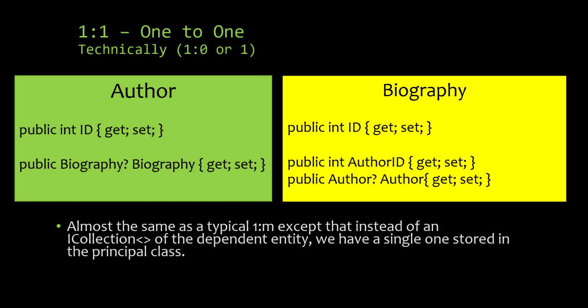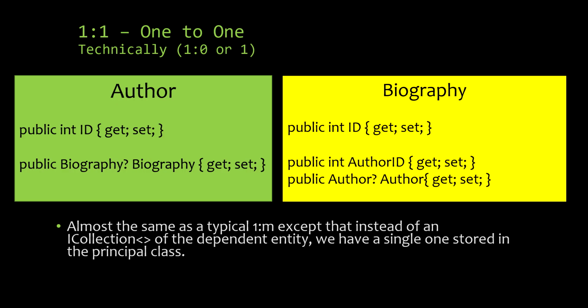We have our required int, the author ID. So if we do have a biography created, an instance of this biography entity, it will have a required integer for the author ID. And of course, we could possibly also include the author in it, but we don't necessarily have to. So that's a nullable object for the author.